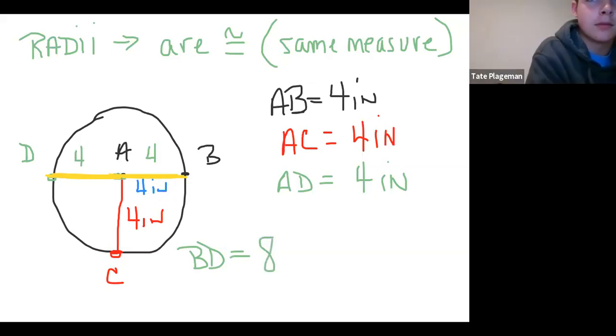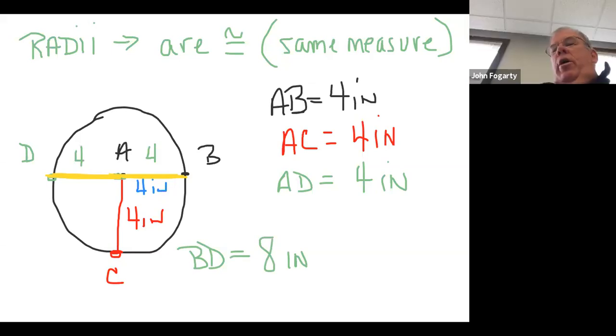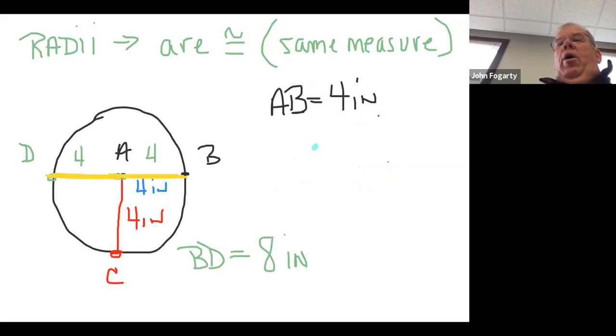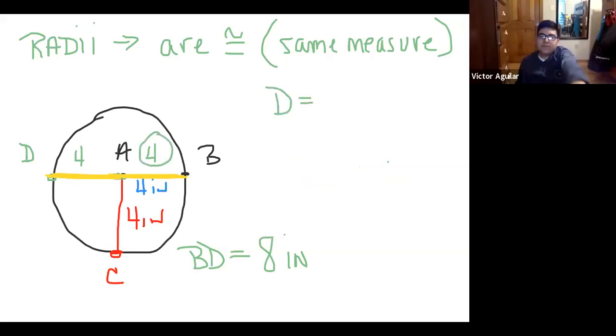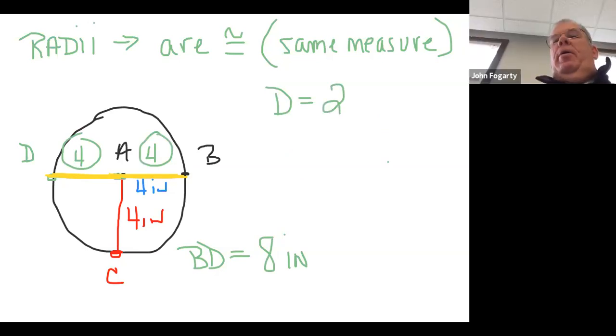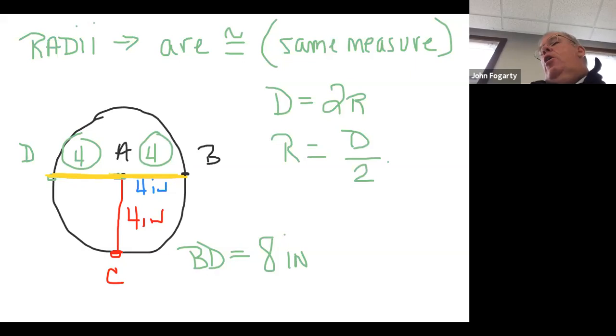Now, if AD is 4 inches and AB is 4 inches, how long is BD? 8 inches. We just learned ourselves a rule. Here we go. Ready? The diameter is how many times the radius? 2 times. So the diameter is 2 times the radius. So what's the radius? Half the diameter. So if you know one, you know the other one. Does that make sense to you guys? So you got to remember that relationship.